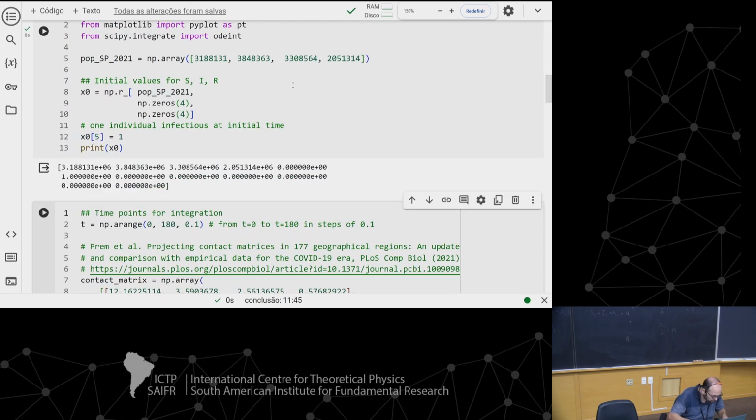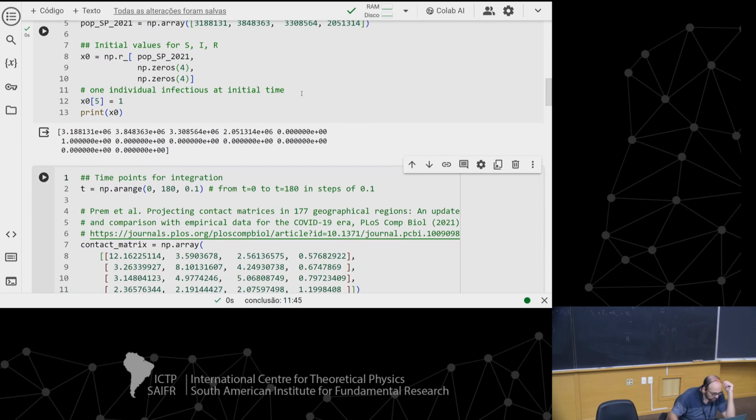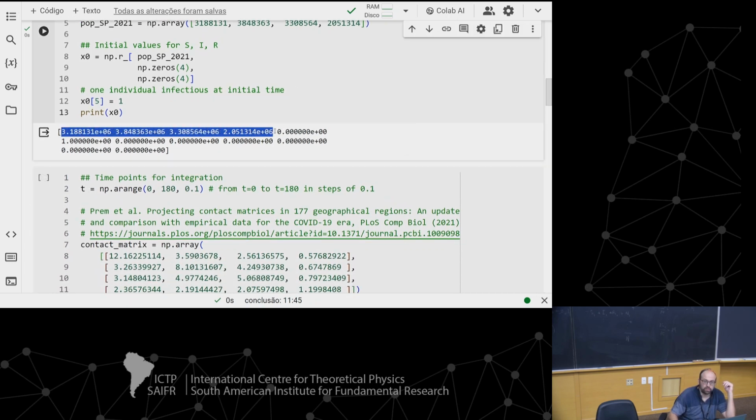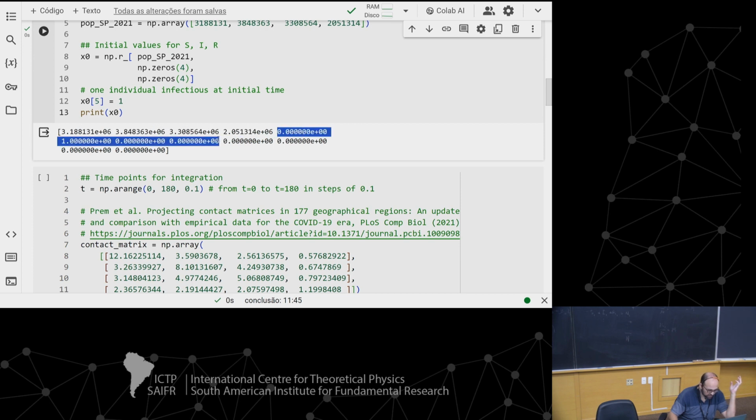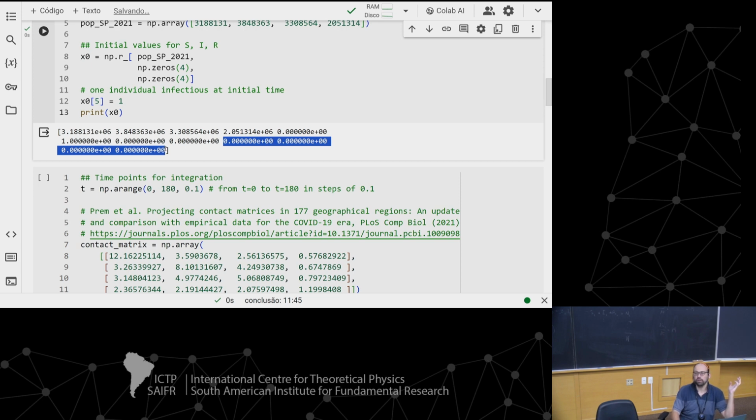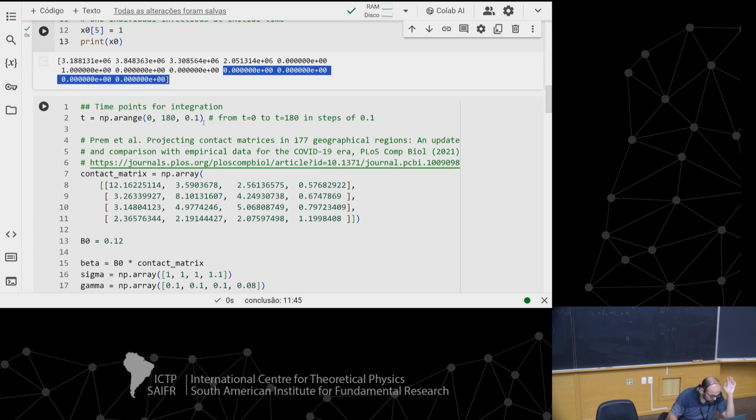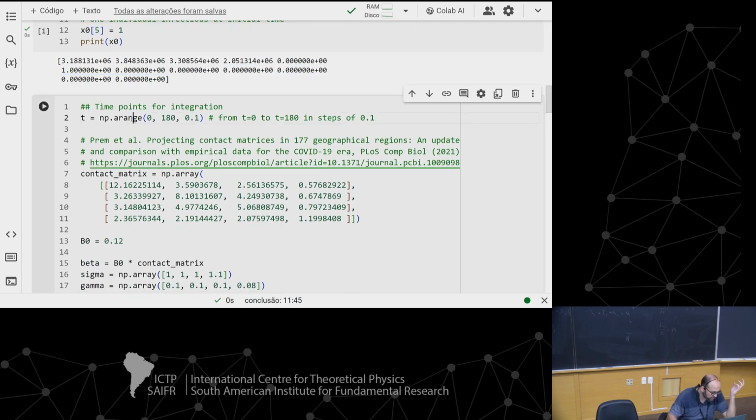Okay, so you see, these 4 guys here are the susceptibles. These 4 guys here are the infectious individuals, and you see that they are all 0 except for the second age class here. And these 4 last guys here are the recovered, okay? So far so good? Clear? Okay. Now, everything else follows the same approach as before.